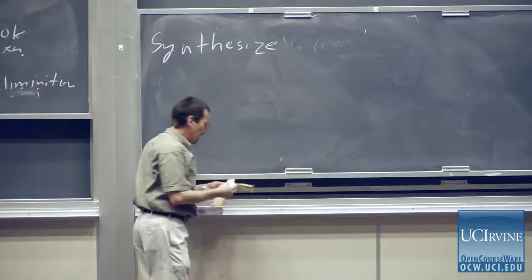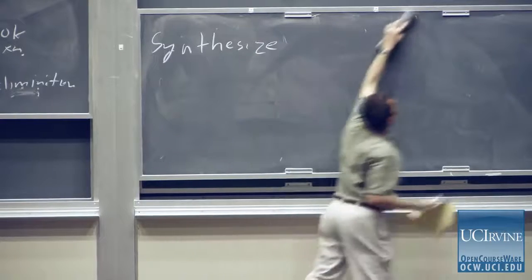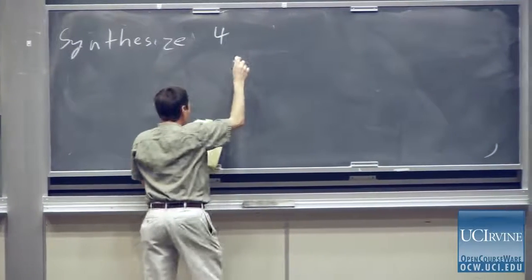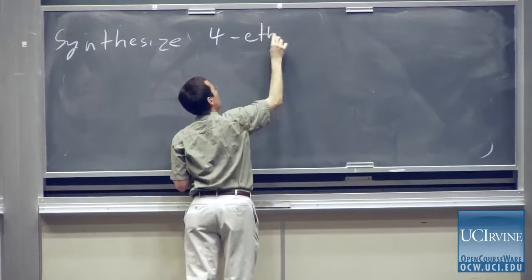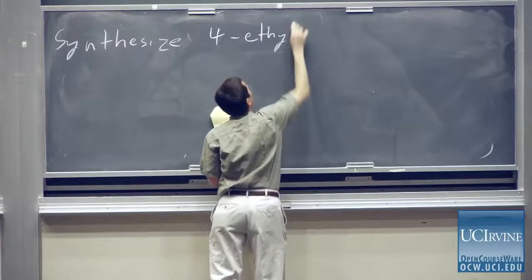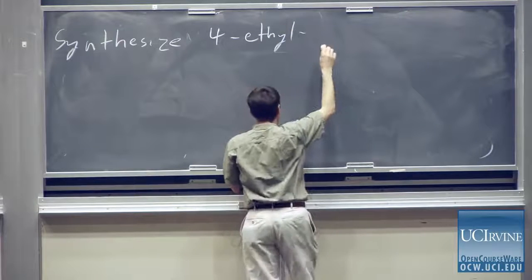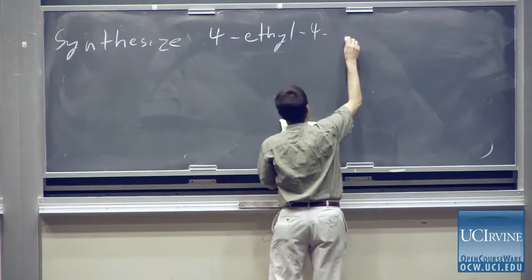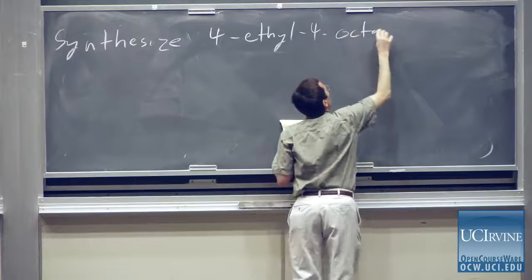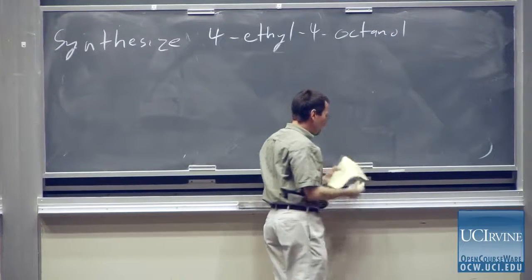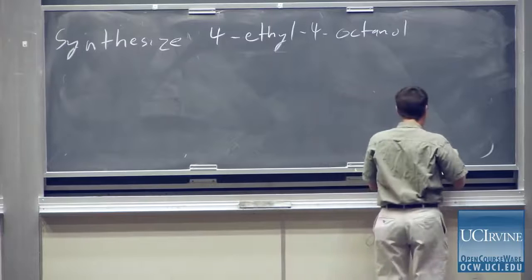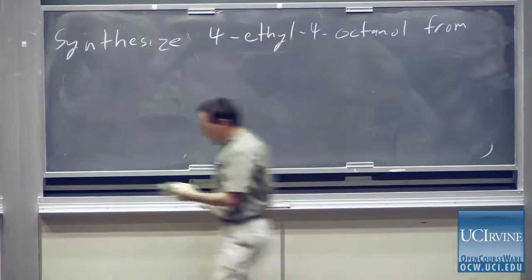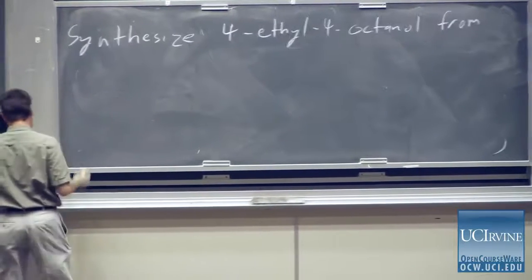I'm going to give you a little bit of a contrived example here, but it's very much like the type of thinking that people use as they become more sophisticated. So the example I'm going to give us is to synthesize a particular compound. I've chosen it as an example to illustrate a point, but indeed something very much like it could be a useful insect pheromone that you might want to make for a trap for, say, Japanese beetles. So we're going to try to develop a synthesis of 4-ethyl-4-octanol from compounds containing 4 carbon atoms or fewer.